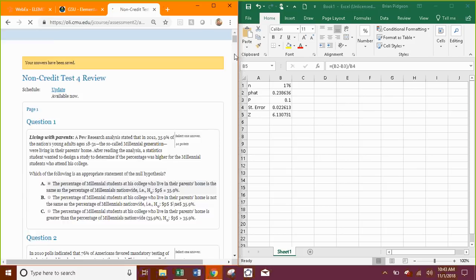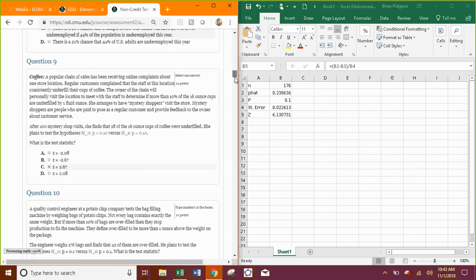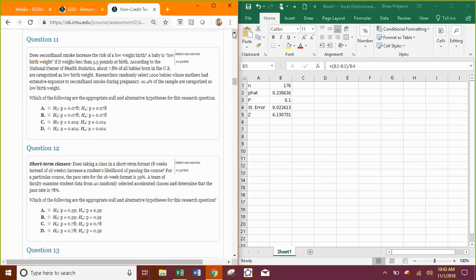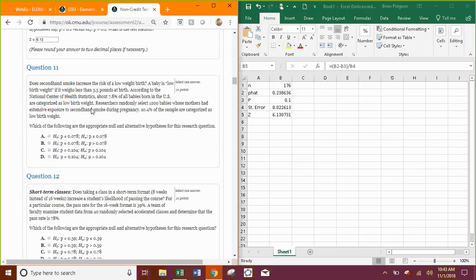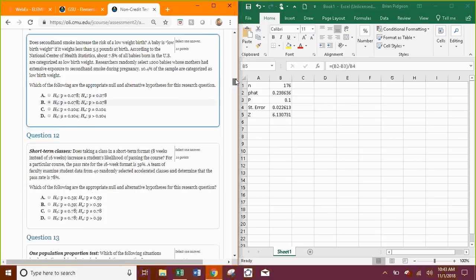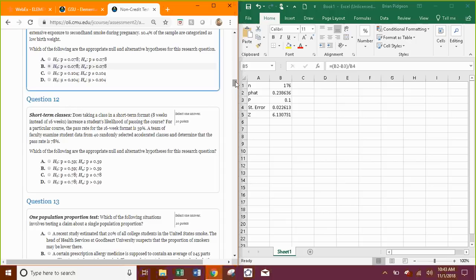So we want to know, does secondhand smoke increase the risk? So we want increase. We want a higher percentage. All right, our null hypothesis is this value of 7.8%. So we're looking for which options have the null hypothesis as 0.078. And we want to know, in a group of smokers, does the rate of low birth weight increase? So our null hypothesis is 0.078. Our HA is greater than 0.078.